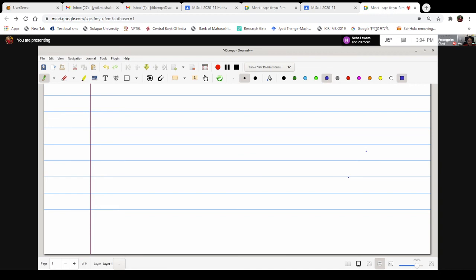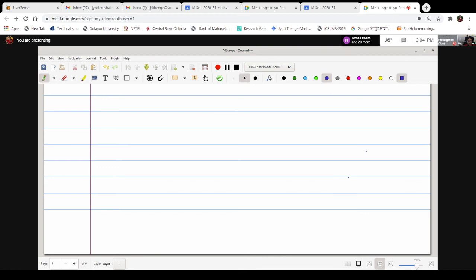Now, what point remains to prove? That the point is unique. Thus the vector y naught in M exists such that norm of x minus y naught is equal to d. Now let us go towards the uniqueness.